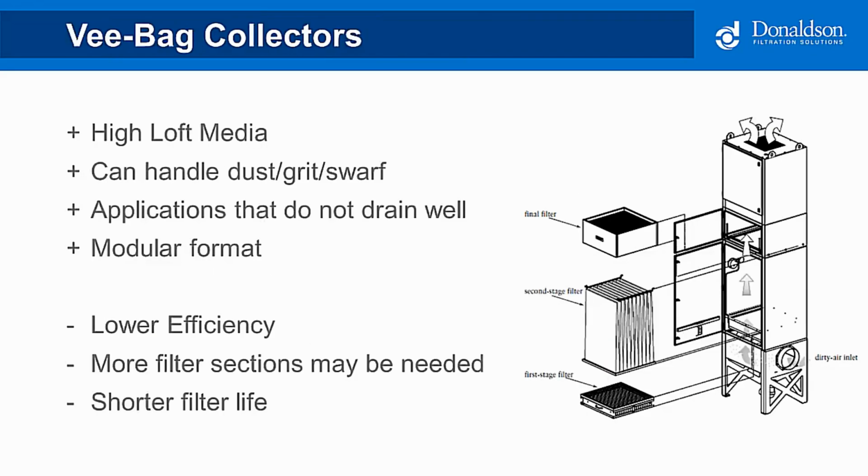Another example of a multi-stage draining is a V-bag style collector. This is an example of a high loft media being used in an envelope style for the primary filtration. It can handle dust and grit and sticky mist that don't drain well. They're also modular, so you can spec and size it to your needs. The downside is they're lower in efficiency on smaller mist particles, and they don't last quite as long.